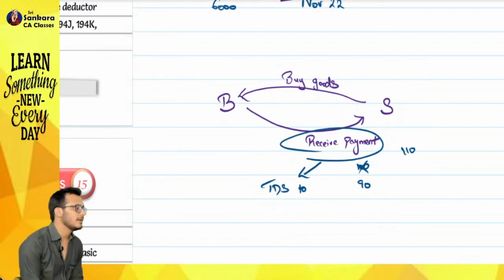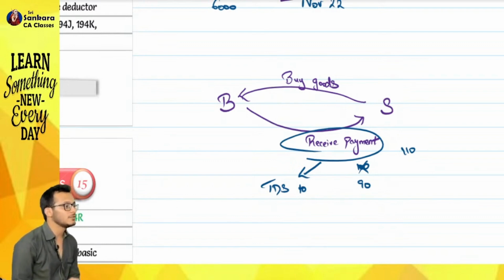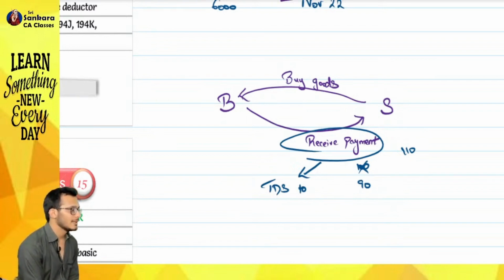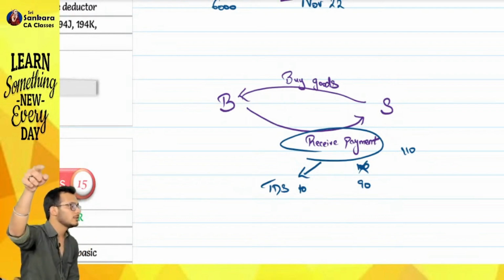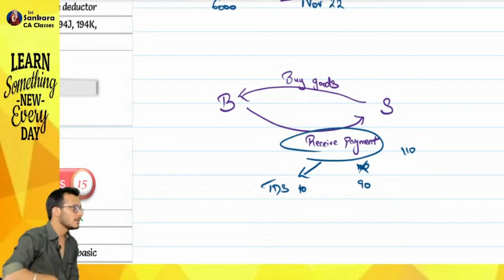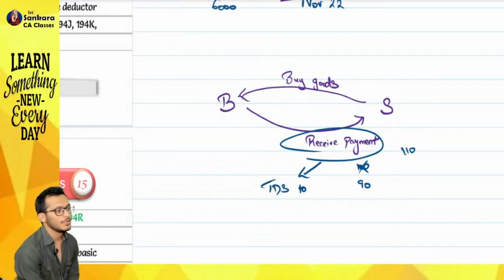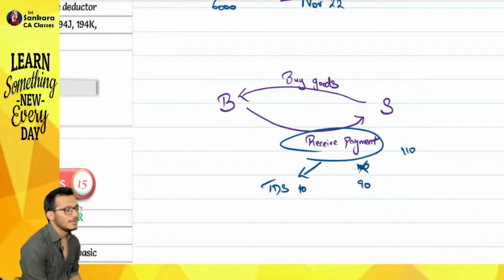For the buyer, the 100 rupees is an expense or income? Expense. So please understand, in cases of TDS, the deduction happens on the income. In cases of TCS, it happens on the expense. In case of TDS, the credit goes to the seller. In case of TCS, the credit goes to the buyer.